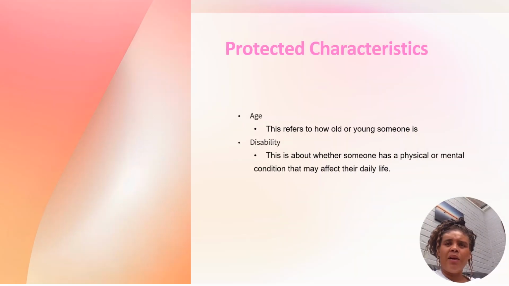So now let's continue to look at protective characteristics, and we'll start with age. Age discrimination prevents unfair treatment based on someone's age, whether they are young or older. For example, historically, older workers might have faced age-based discrimination in employment, leading to fewer job opportunities or lower wages compared to their younger counterparts.